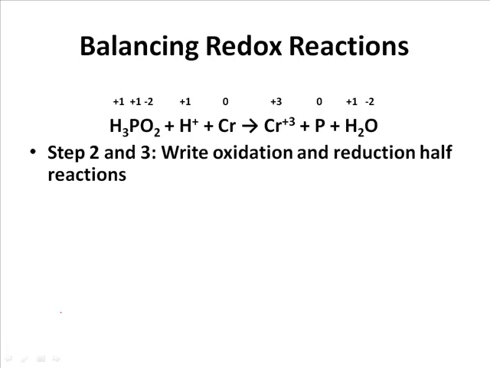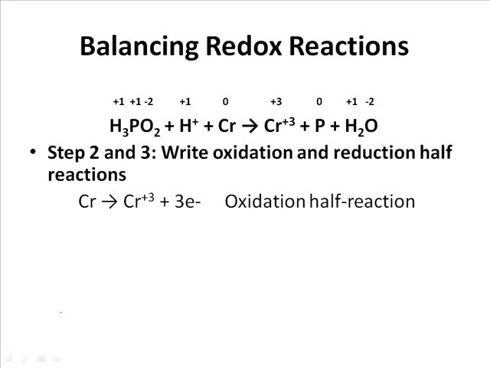Step 2 and 3, you are to write the oxidation and reduction half reactions by taking a look at what's happening to each of these oxidation numbers. Are they increasing or decreasing? If they're increasing, that means it's being oxidized. If it's reducing, then that means it's being reduced.